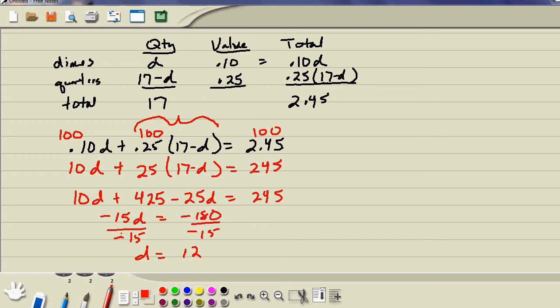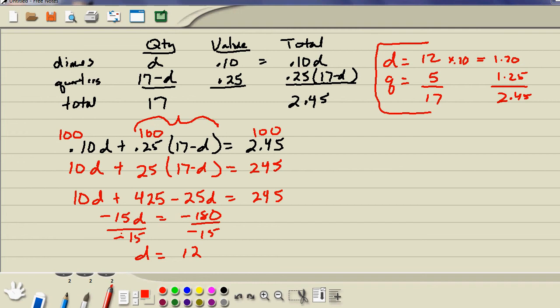Well, if I have 12 dimes, that means I have, and I go back up here, and I say D equals 12. Q, or quarters, equals 5. 17 minus 12 is 5. Okay, I still have 17 coins. Now dimes are worth 10 cents a piece, so that is $1.20. And obviously 5 quarters is $1.25. And it should add up to 245, and it does, so I can circle my answer.